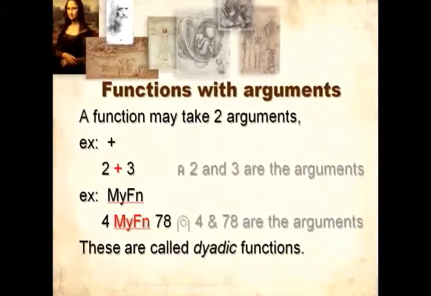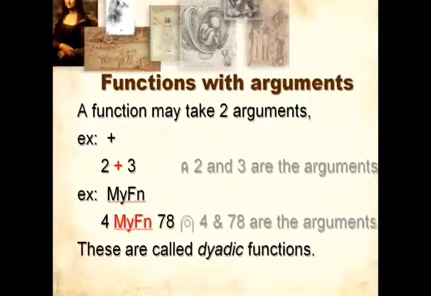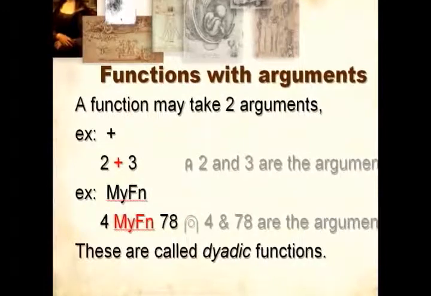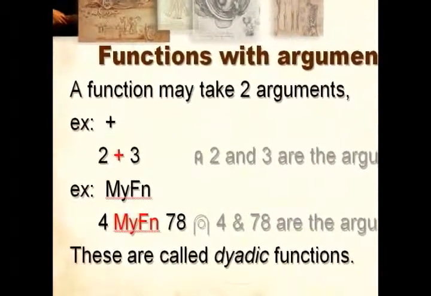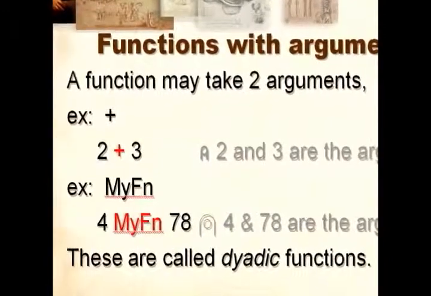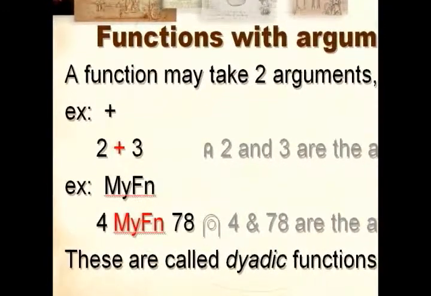A function may take two arguments. For example, plus is a primitive in APL, as in any other language, that takes two arguments, one on the left and one on the right. Should you decide to write a function that takes two arguments, one will be on the left, the other one will be on the right. Those functions are called dyadic functions.